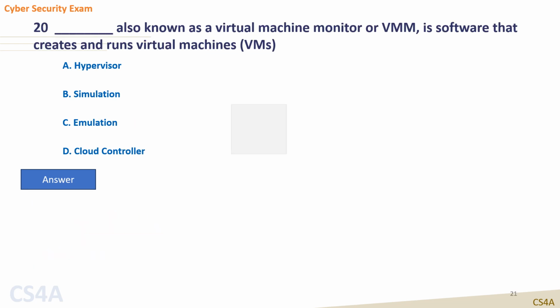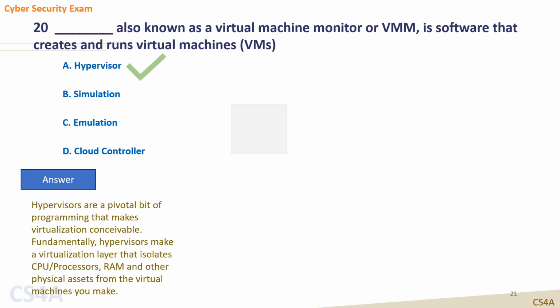DAS, also known as virtual machine monitor or VMM, is software that creates and runs virtual machines. So here the options are hypervisor, simulation, emulation, or cloud controller. Here the keyword is to run virtual machines. Simulation and emulation are not related to virtual machines. Cloud controller is also not related to virtual machines. So only option A is the correct one.